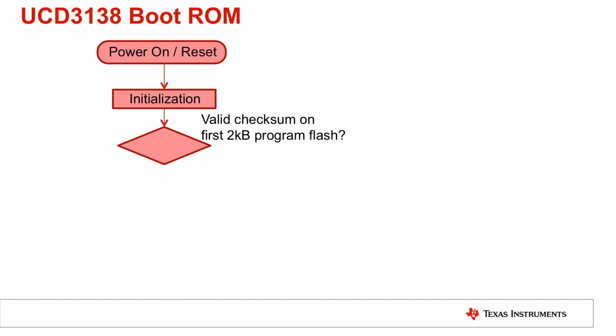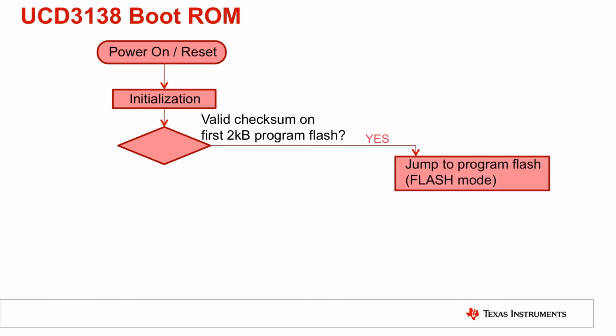If the checksum values match, the boot ROM routine forces the ARM core to start executing the code in Program Flash, so it transitions from ROM mode to Flash mode.